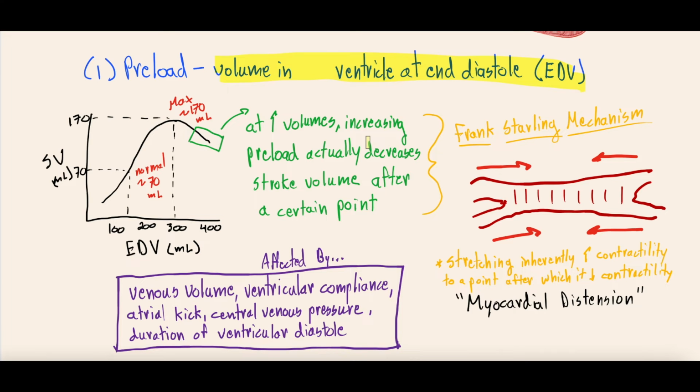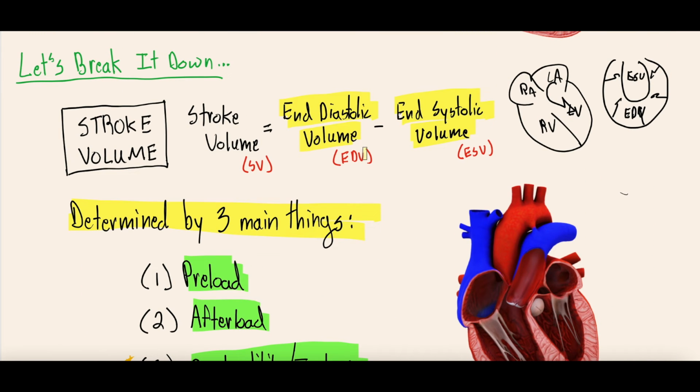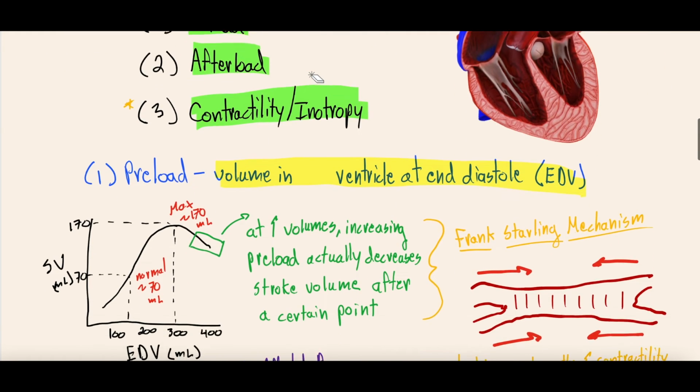That is the preload. And it makes sense that the stroke volume would be dependent partially on this, right? Because we said the stroke volume is the end diastolic volume minus the systolic volume. So if the end diastolic volume is larger, and end diastolic volume is preload, then stroke volume will be higher as well, right? And that's true for many things, but there are a few exceptions to that, which we'll go over.